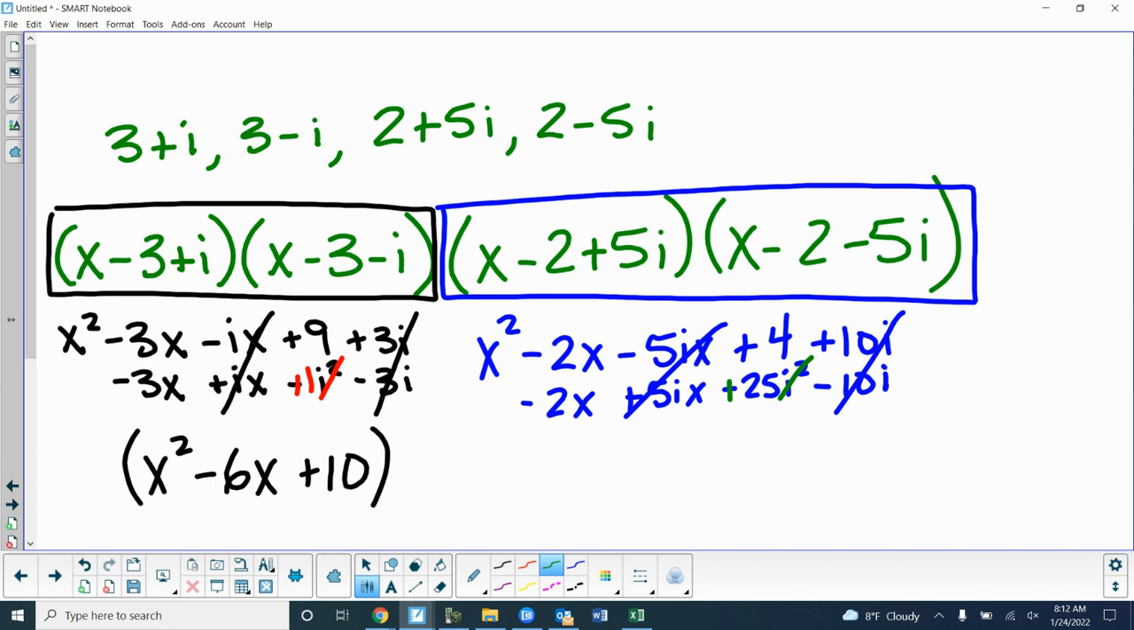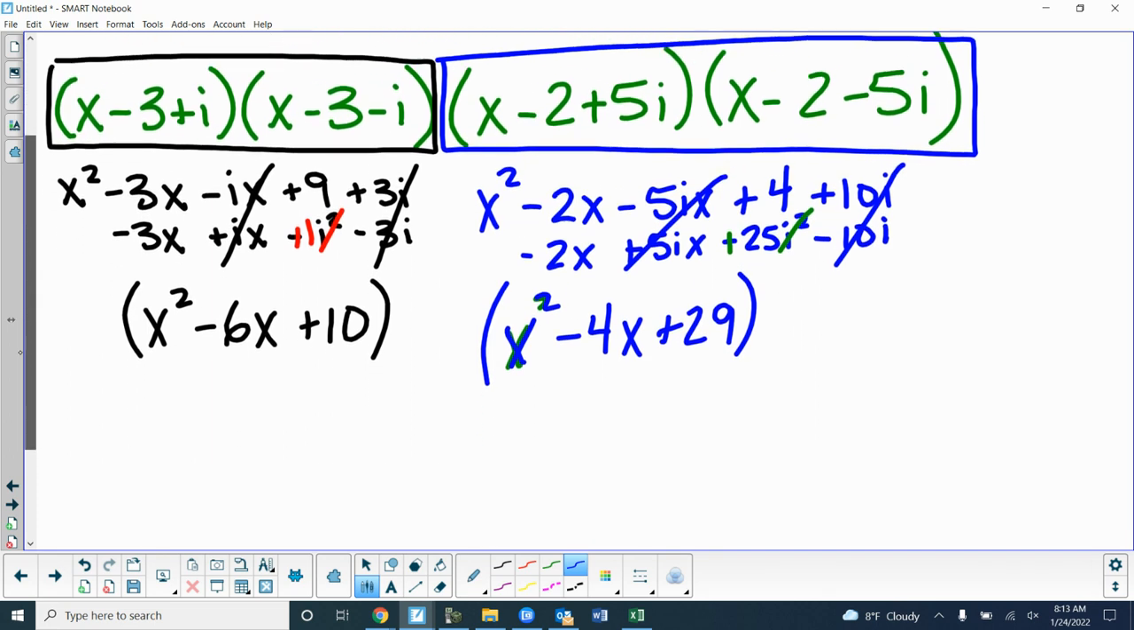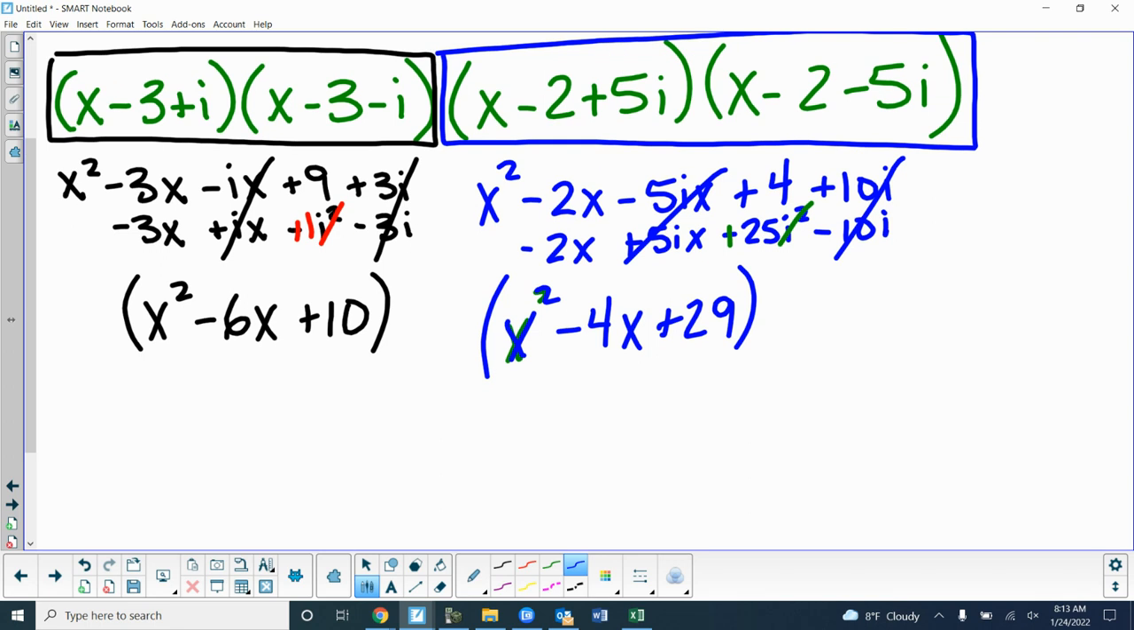Now I combine the like terms to finish it up. So I got x squared minus 4x, and 4 plus 25 is 29. So I have to multiply the black trinomial times the blue one to get my final answer, which again, you guys can do. This problem, when you got the imaginary one, just takes a little bit more time because the foiling takes a little longer.